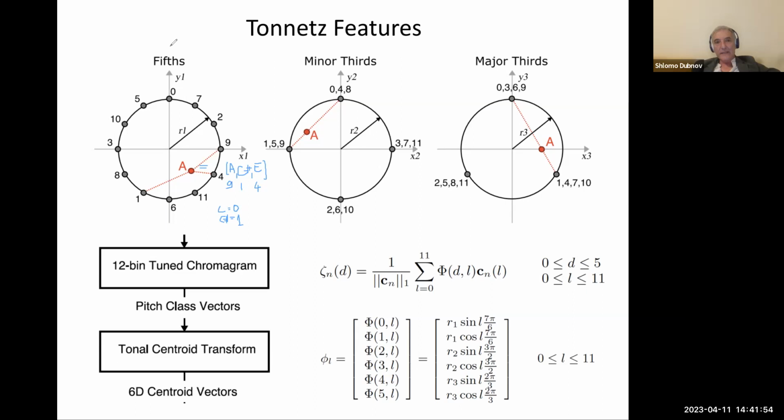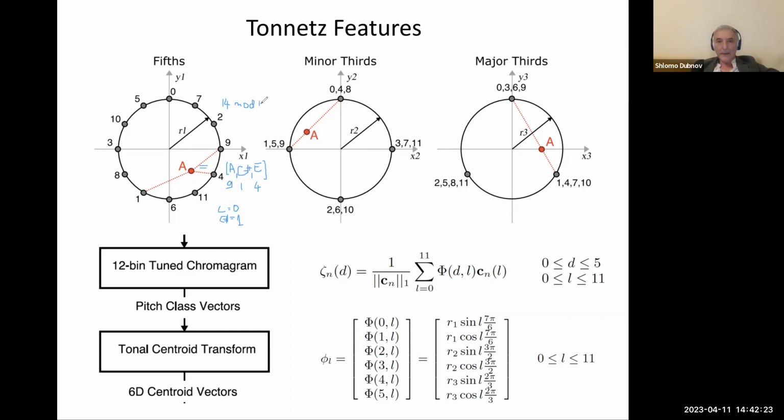Okay, and now again, this circle is built by going seven steps. A fifth is seven semitones. And then every time we do this modulo 12, okay? So you can see that from zero, you add seven, you get to seven. From seven, you add seven, you get 14, okay? But 14 modulo 12 becomes 2. And again, modulo 12 is because we ignore the octaves.